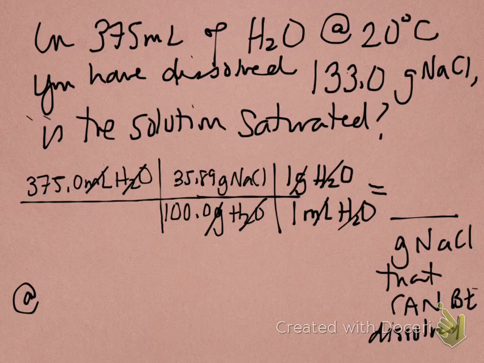Okay? That's what it's actually going to give us, is how many grams of sodium chloride we can dissolve. So, what you got? Oh wait, you don't have calculators. Okay, so if we do our raw numbers here, we get 134.5875 grams of sodium chloride is what this solution could dissolve.